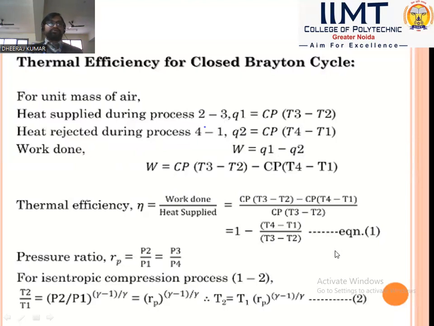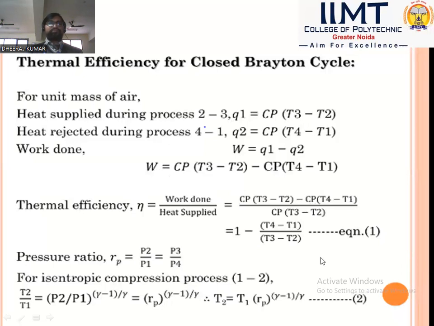Thermal efficiency of the Brayton cycle is defined as net work upon heat supplied. This is our net work and this is the heat supplied. So efficiency is equal to Cp (T3 minus T2) minus Cp (T4 minus T1) upon Cp (T3 minus T2). Dividing by Cp (T3 minus T2), thermal efficiency is equal to 1 minus (T4 minus T1) upon (T3 minus T2). This is equation number 1.